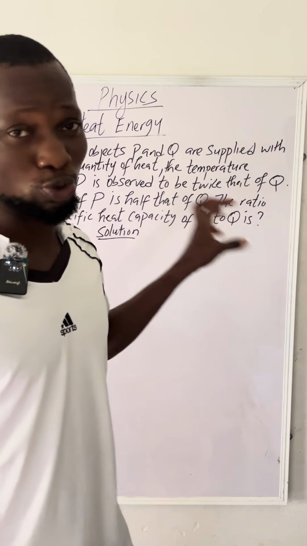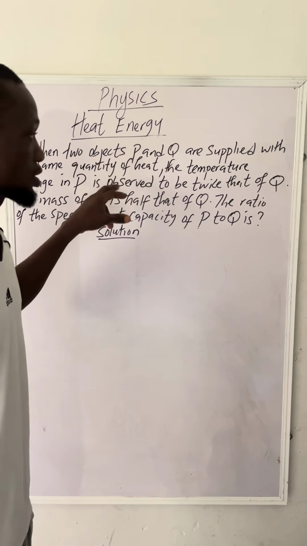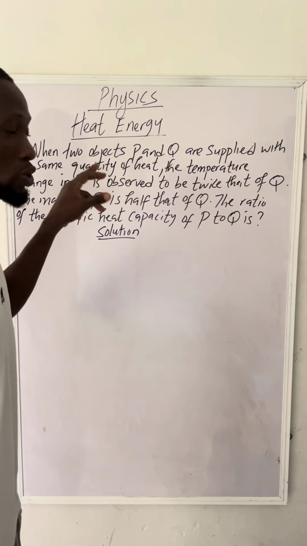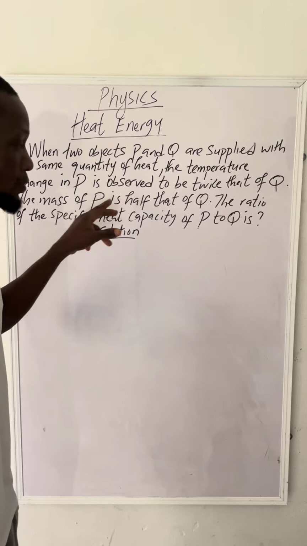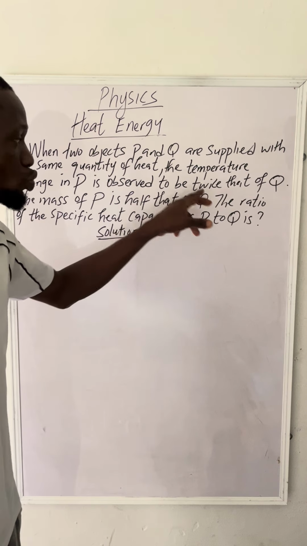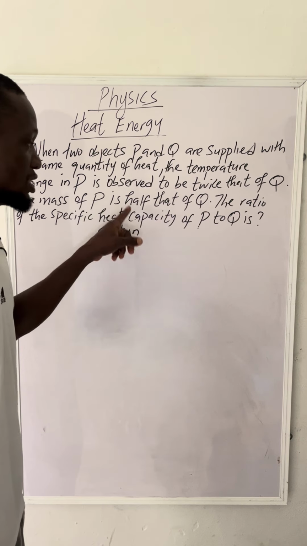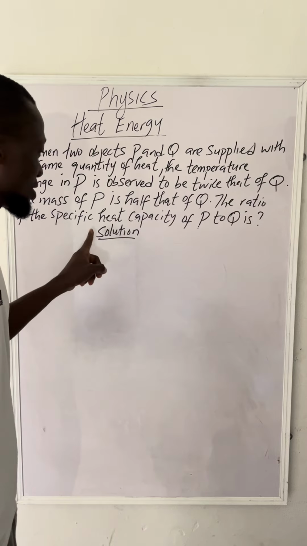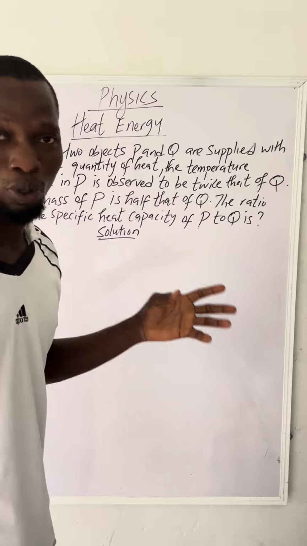Good day, everyone. Now let's solve the last practice question from the last class. When two objects P and Q are supplied with the same quantity of heat, the temperature change in P is observed to be twice that of Q. The mass of P is half that of Q. The ratio of the specific heat capacity of P to Q is what?